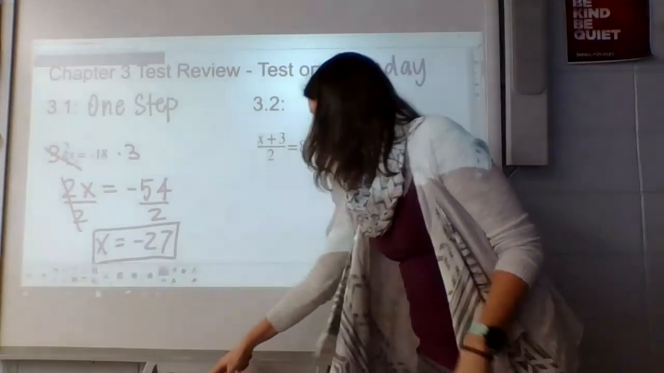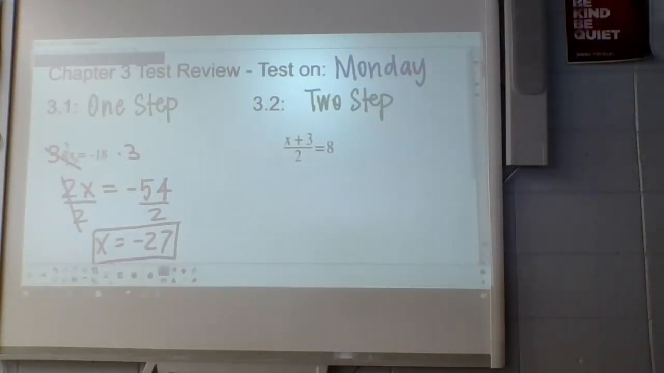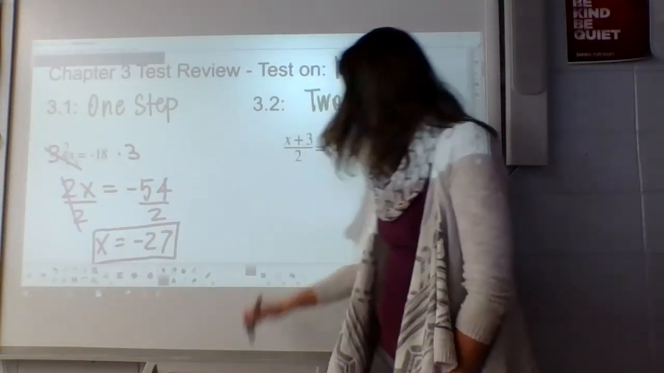So this next one is actually really similar, but there's addition and multiplication and division. So what do you do first? What do you guys do first here? Settle down, Mr. Hatfield. Yes. Multiply by 2. Okay, so since it's all being divided by 2, we can start off by multiplying by 2.